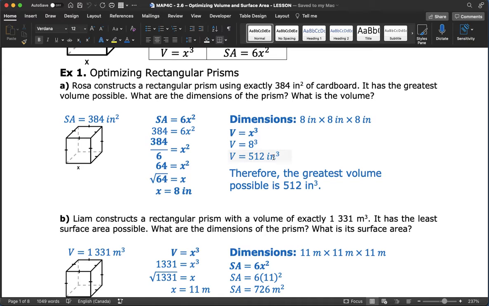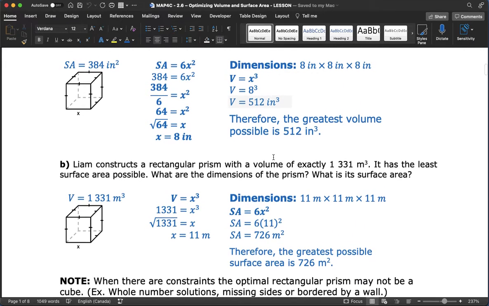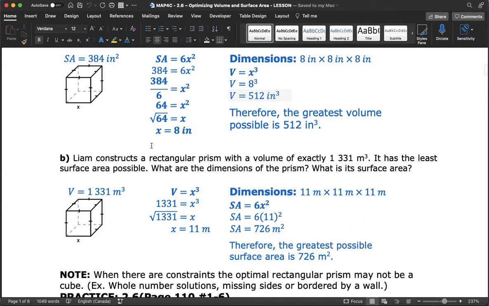Next, the opposite information is provided. In this last example, we were given surface area, but in part B, Liam constructs a rectangular prism with a volume of exactly 1,331 meters cubed. It has the least surface area possible. So if it's a rectangular prism and it has the least surface area possible, that indicates that it is in the shape of a cube.